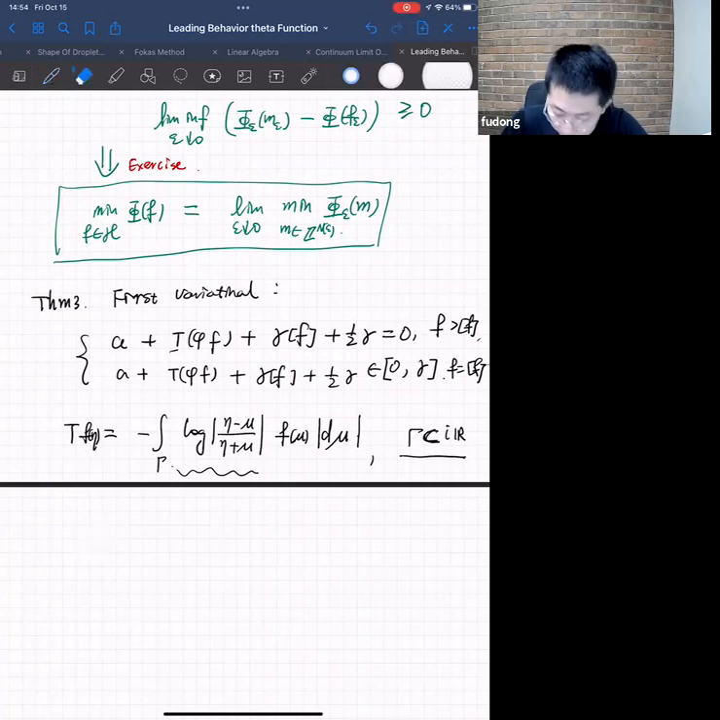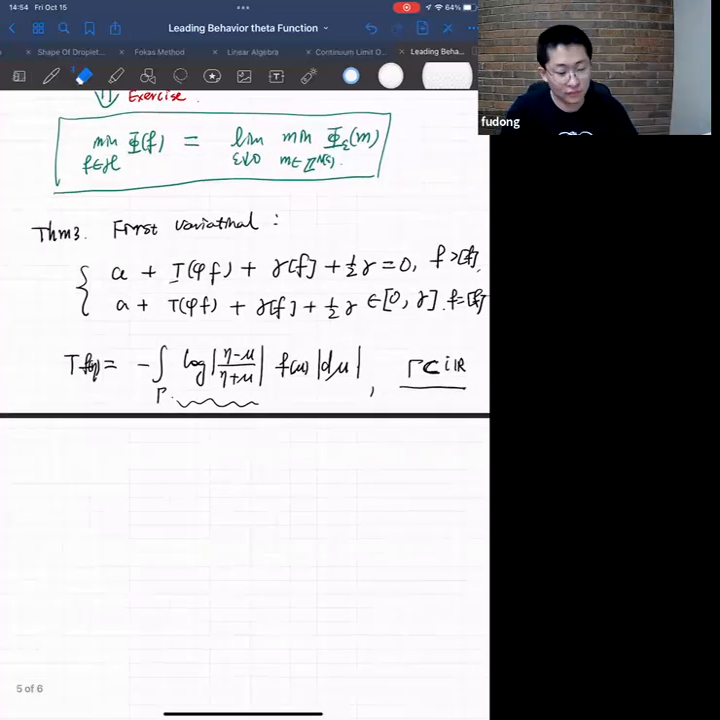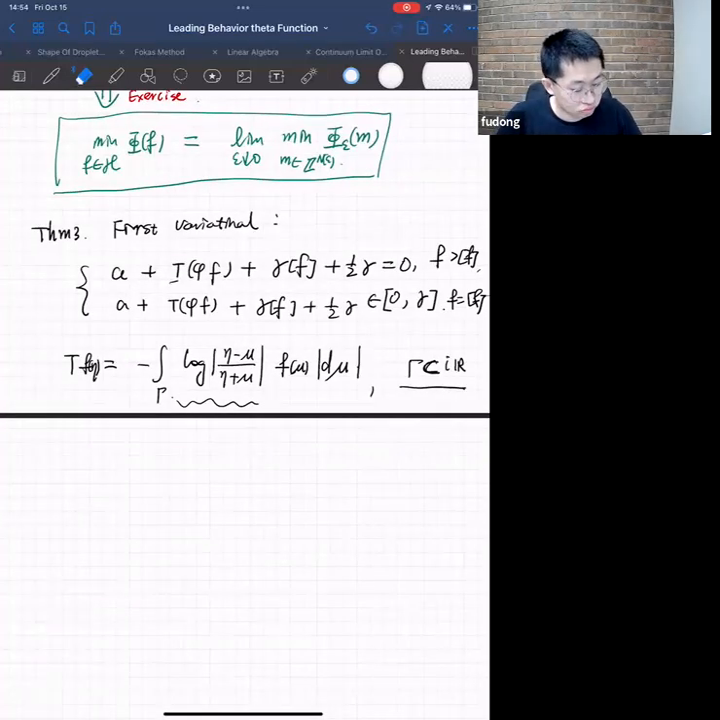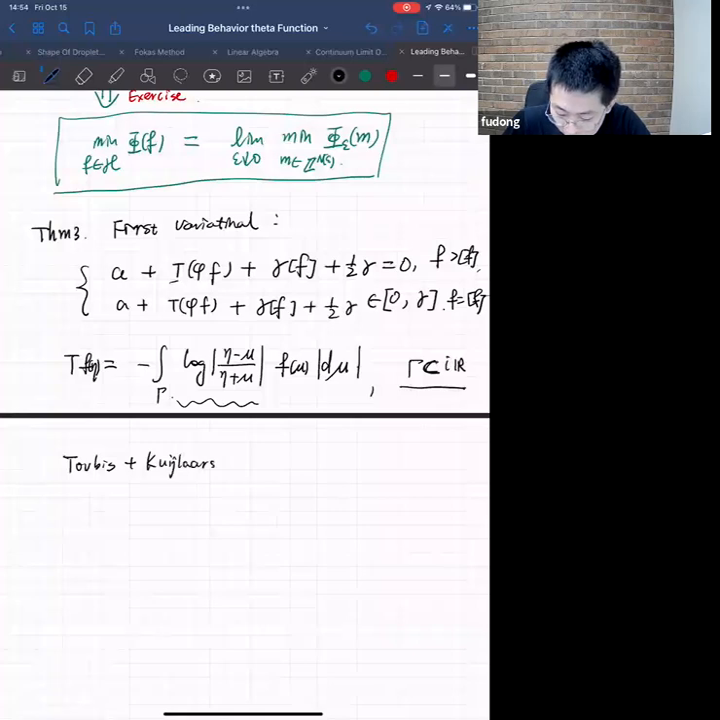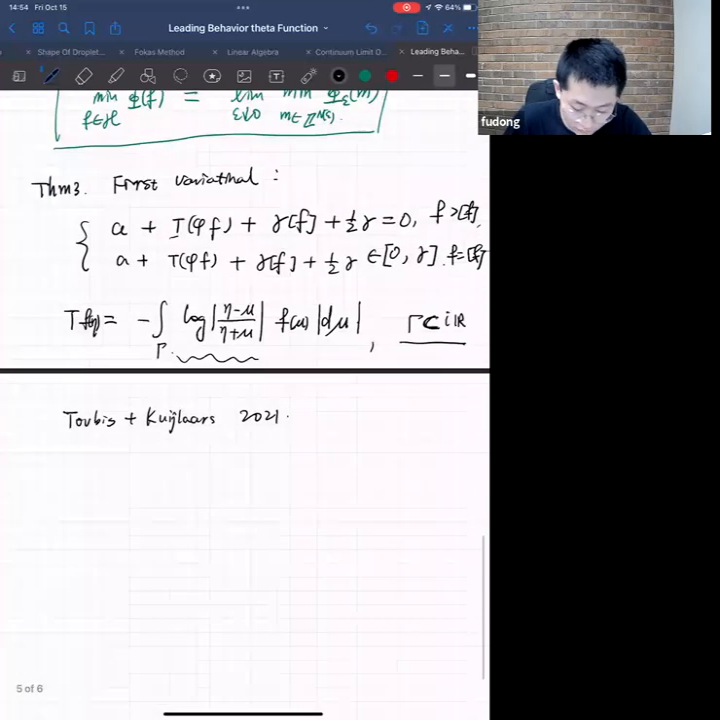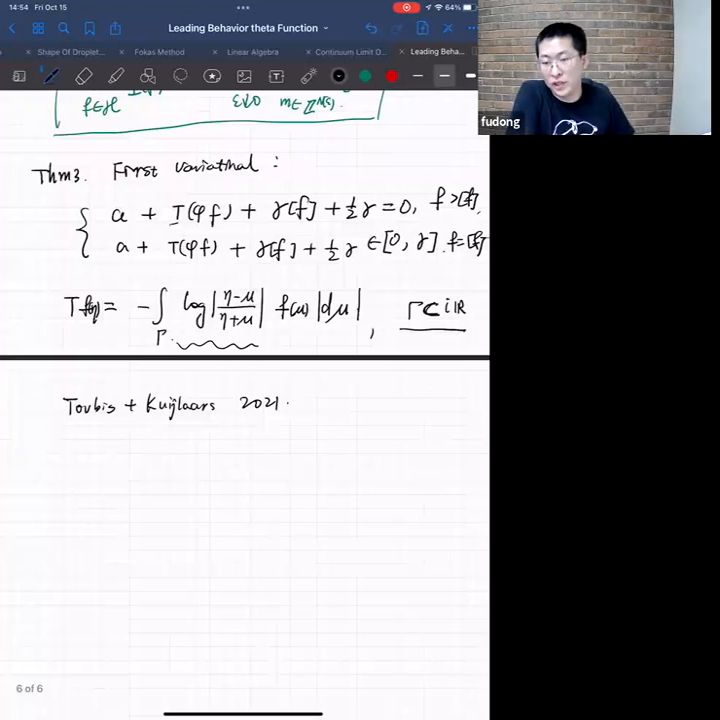Let me think. The following equation is from the paper by Tureci and Kuijlaars. They are talking about the existence and uniqueness for the following equation.